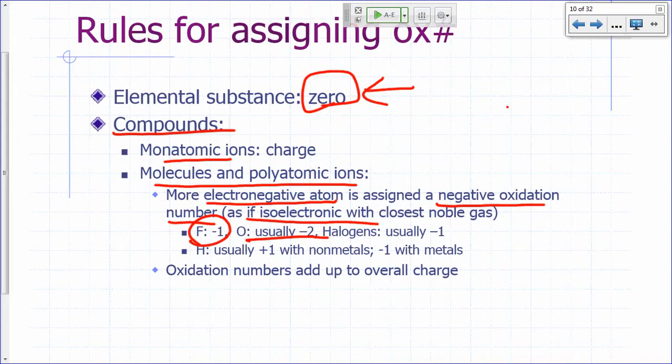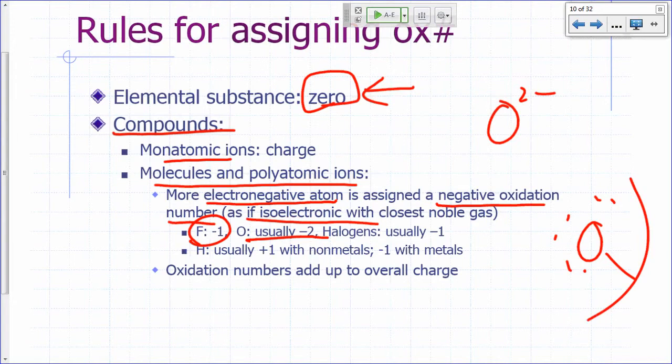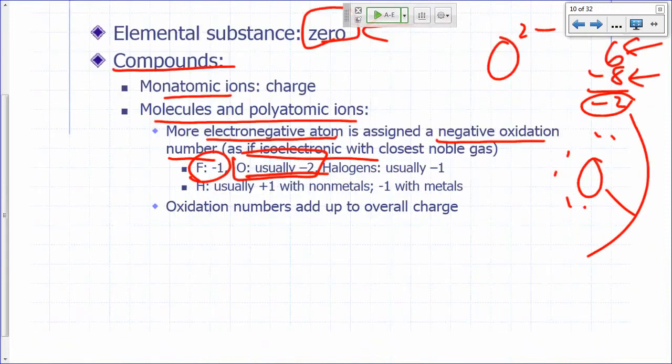Oxygen is usually -2 because that's the second most electronegative element. Oxygen gains 2 more electrons, becomes isoelectronic with a noble gas. Anytime oxygen bonds with another atom, it owns the shared electrons. So it ends up having 8, 6 by itself, 8 in a noble gas-like configuration. Oxygen will have an oxidation number of -2.